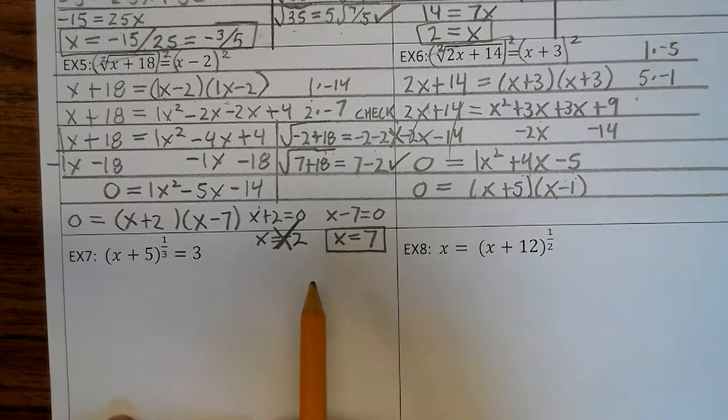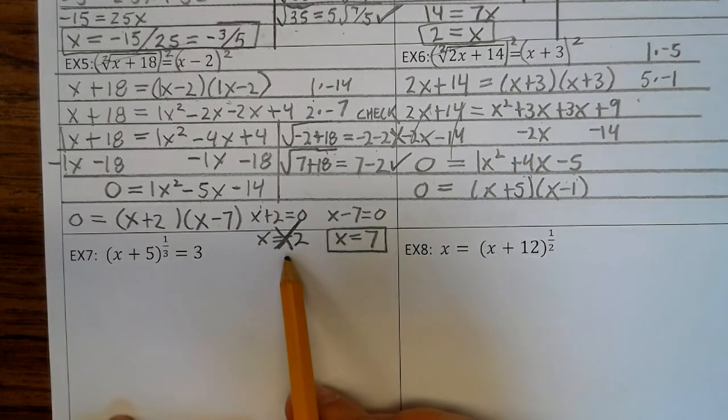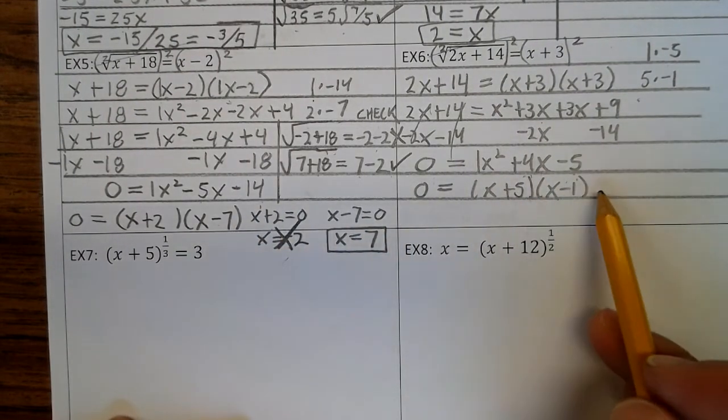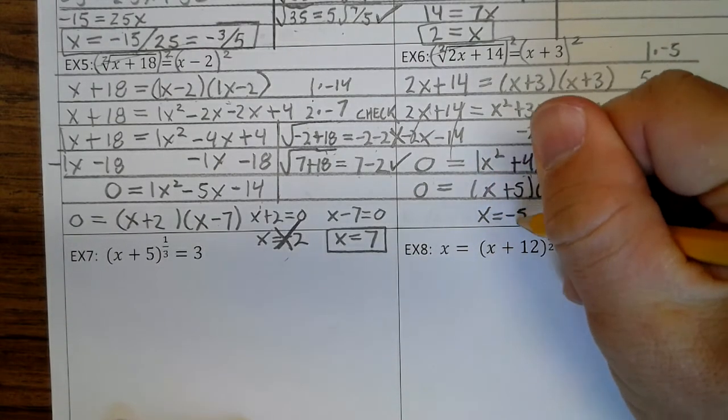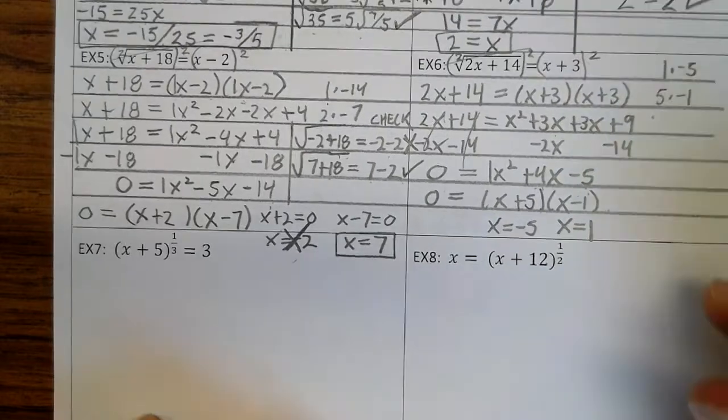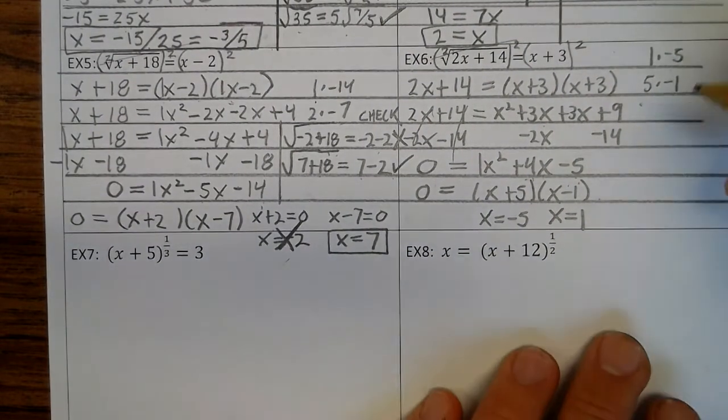So our factors are x plus 5 and x minus 1. Now, the step here where I actually set them equal to 0, you don't actually have to do this step. You can know that this equal to 0, this equal to 0. So that equals x equals negative 5 and x equals 1. And then we check.